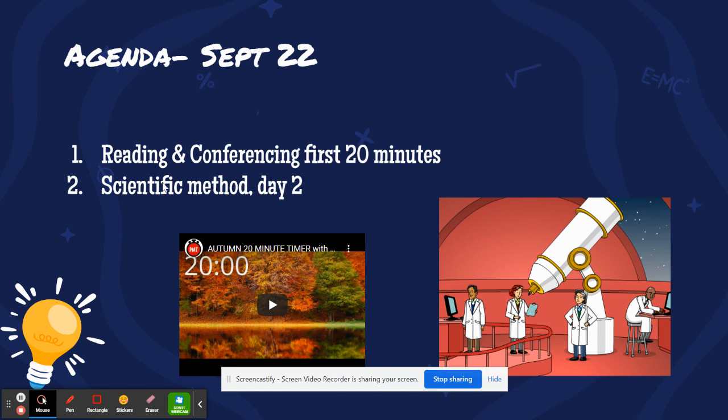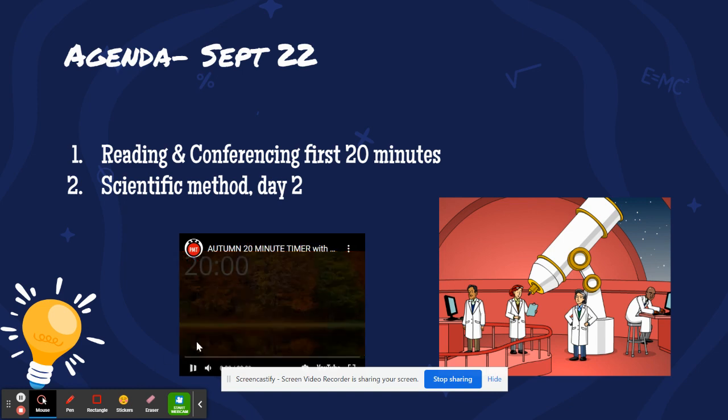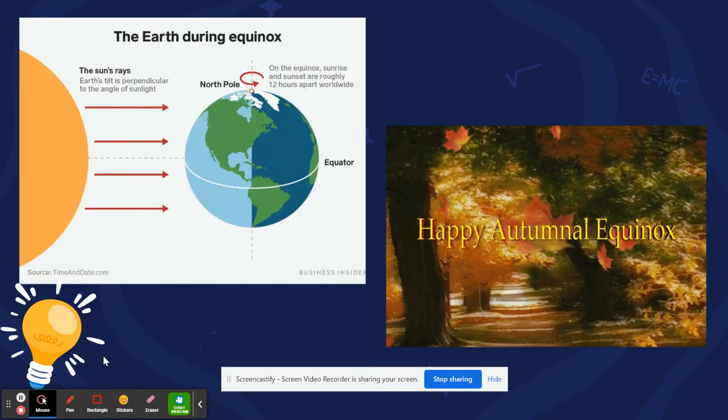Being it's a Wednesday, we will start with some reading and conferencing the first 20 minutes of class. Then we are going to move into the second part of the scientific method. You don't need to watch that timer for 20 minutes.